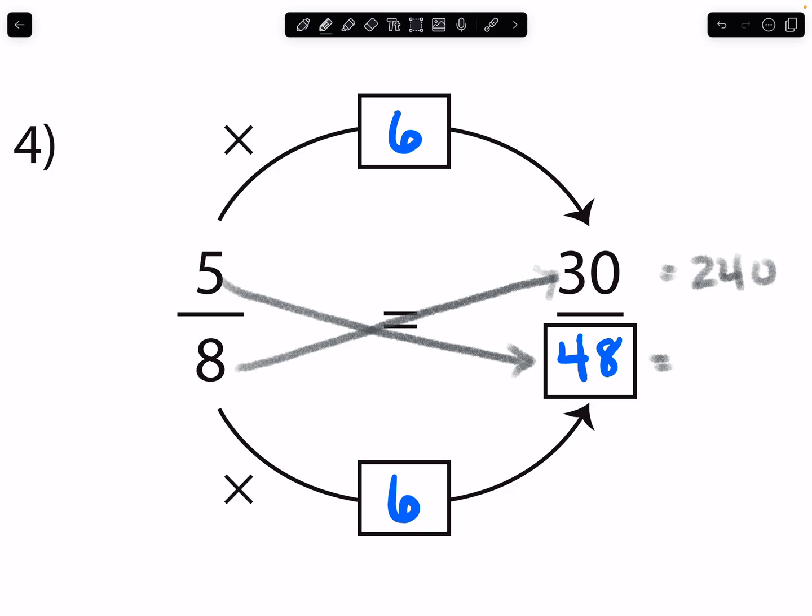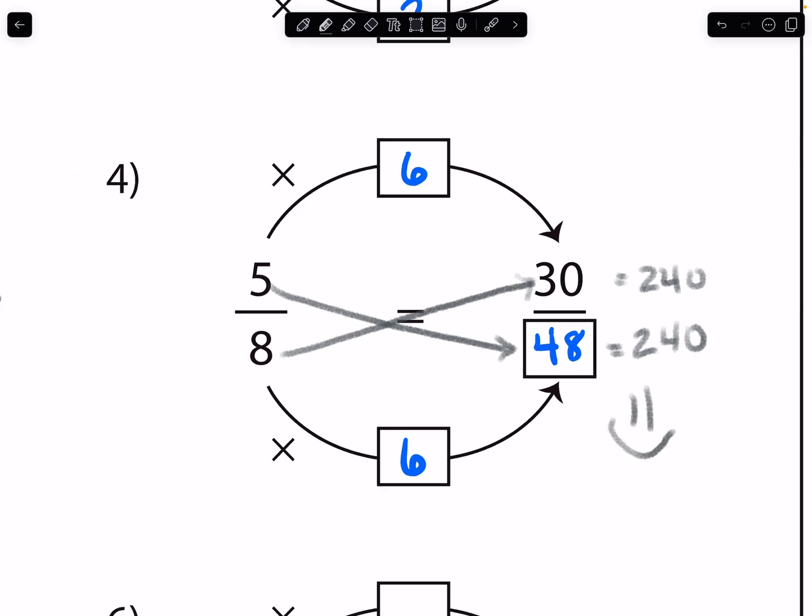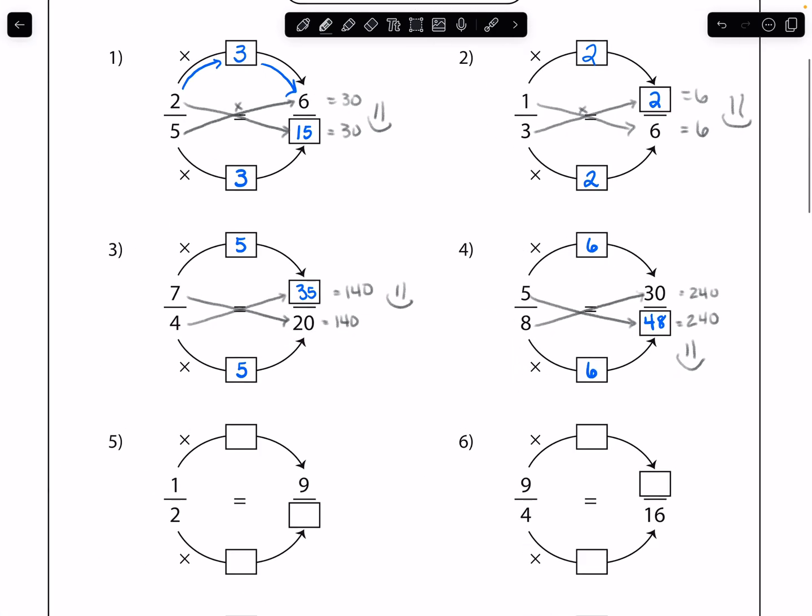I better get my calculator out because I am not that fast. I'm going to verify my answer. 5 times 48 equals 240. So my answer is correct. You are expected to finish the rest of these for homework this evening. So that is your answer to those problems.